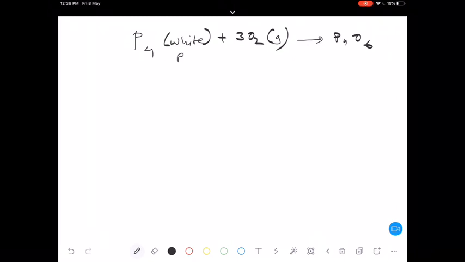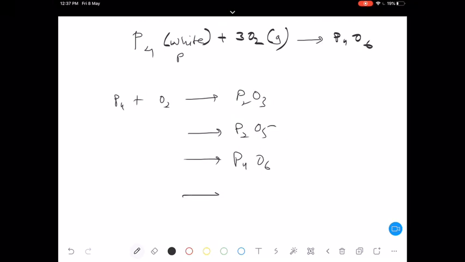There are different reactions. First of all, I just write some reactions. Phosphorus reacting with the oxygen. Let's say P4 plus O2. You can balance them later on. P2O3, P2O5, or I could write P4O6 or P4O10. First step is to find out which will form.